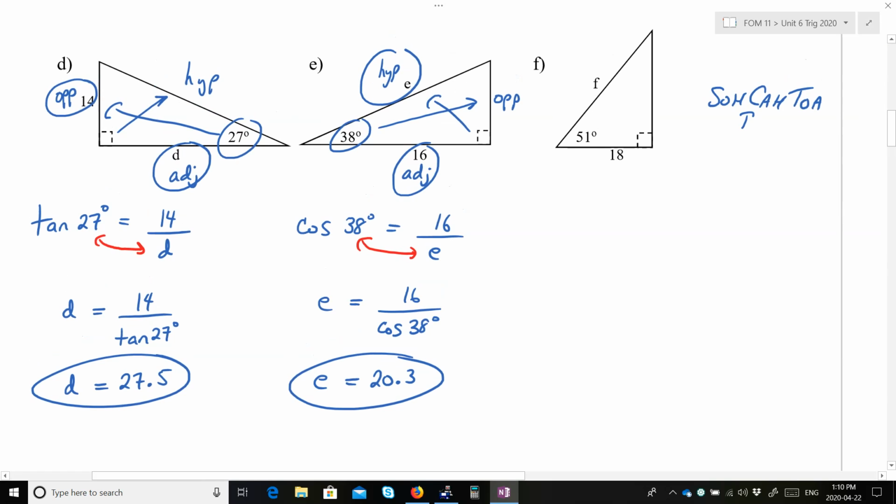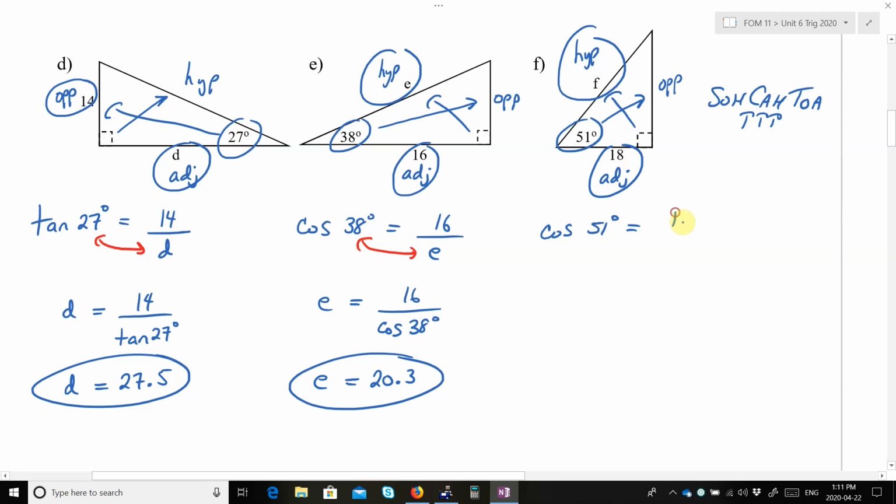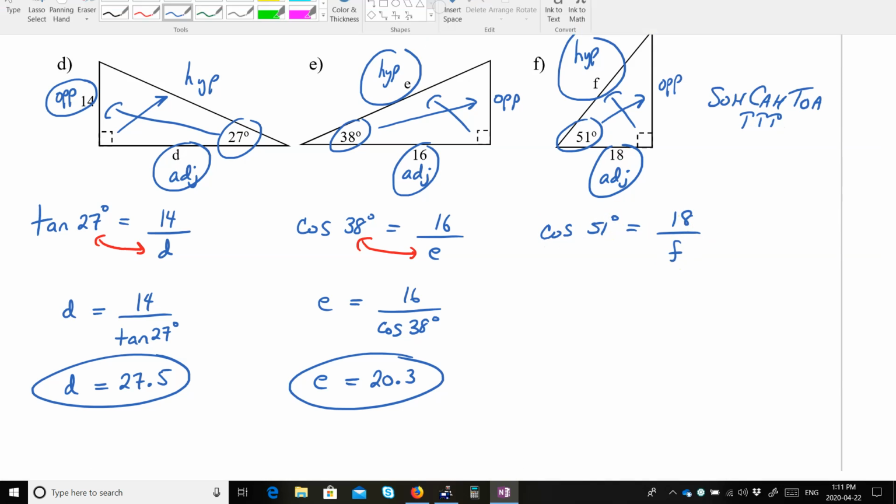Alright, in letter F, we have this angle. Across from it is the opposite side. Across from the 90 is the hypotenuse, so the 18 must be the adjacent. We have the adjacent, we're looking for F, the hypotenuse. Which trig ratio deals with adjacent and hypotenuse? That's cos again. So it would be cos 51 degrees equals adjacent 18 divided by hypotenuse F.